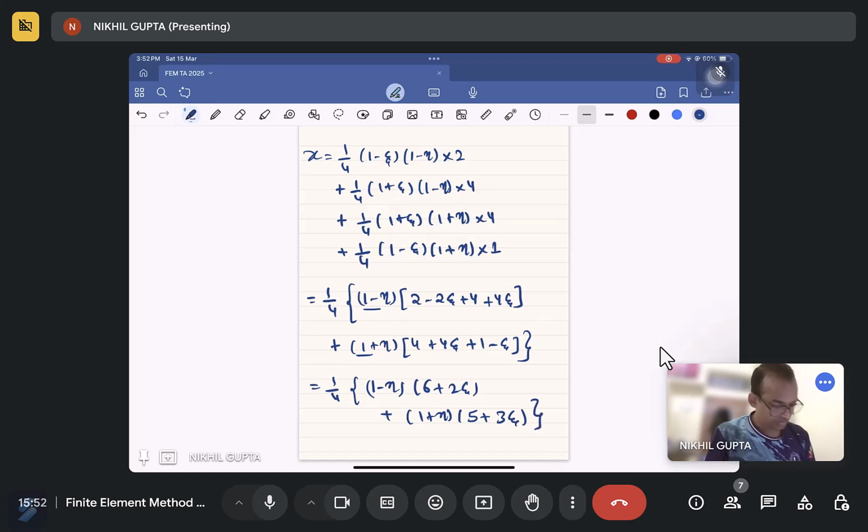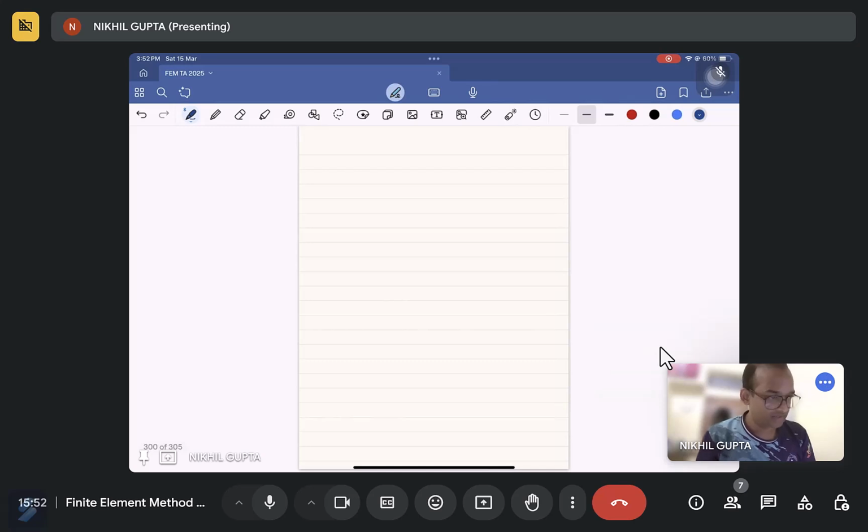Then curly bracket. Okay, so when you solve further, you will get x as 1 by 4 of 11 minus eta plus 5 xi plus eta xi. Okay, so this is the x interpolation. Let's do the same thing for y as well.